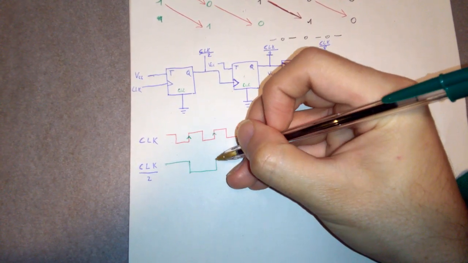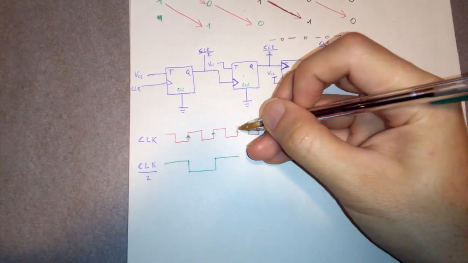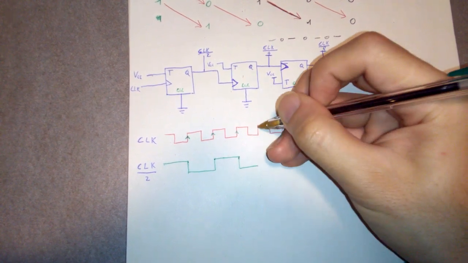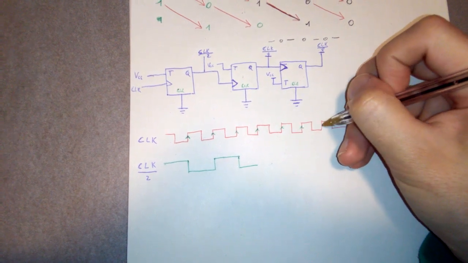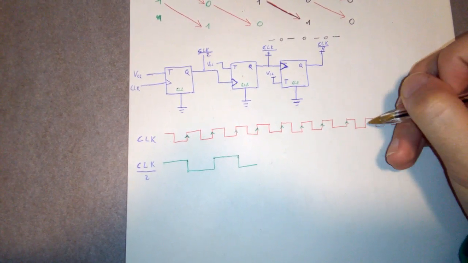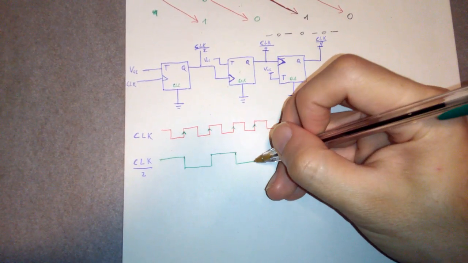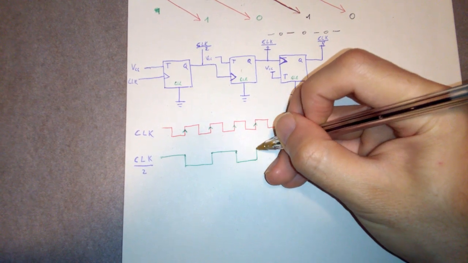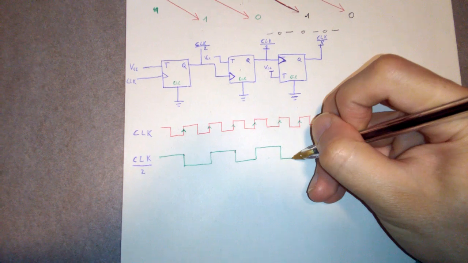So it was here, and then it goes high, all the way down here, and then it goes low, all the way to here, and then here, and here, and here, and here, and here. I should make it smaller, but anyway. So it goes high again, all the way to here, then it goes low again.